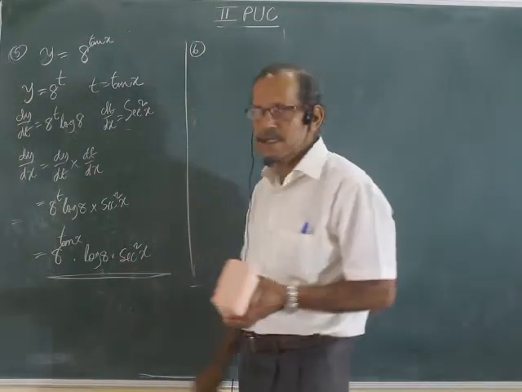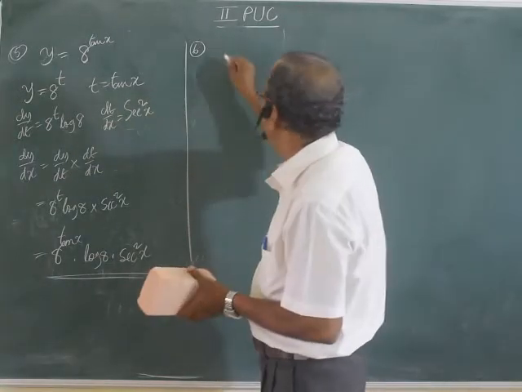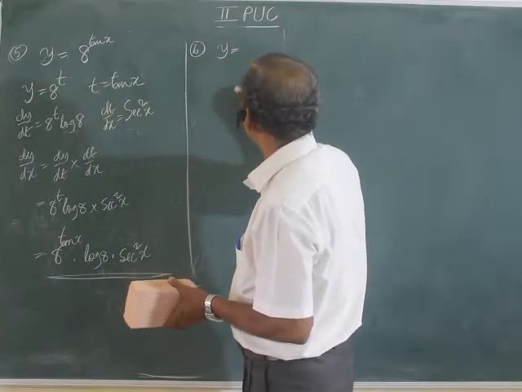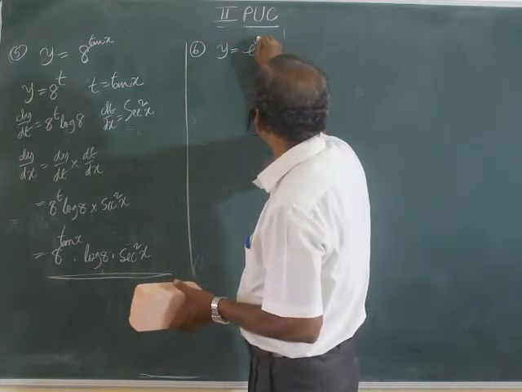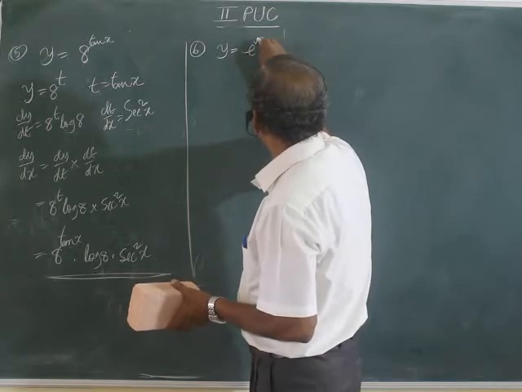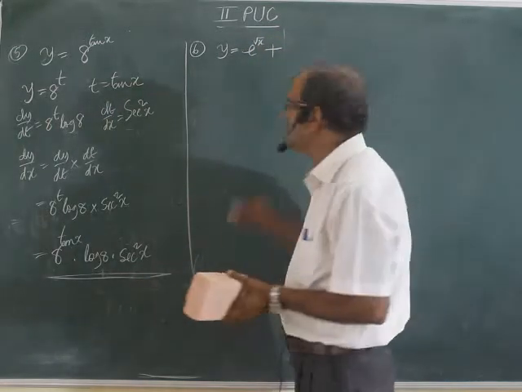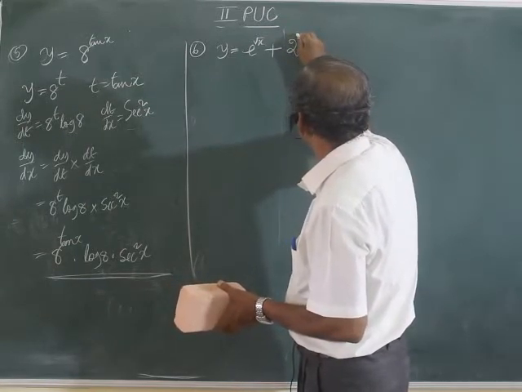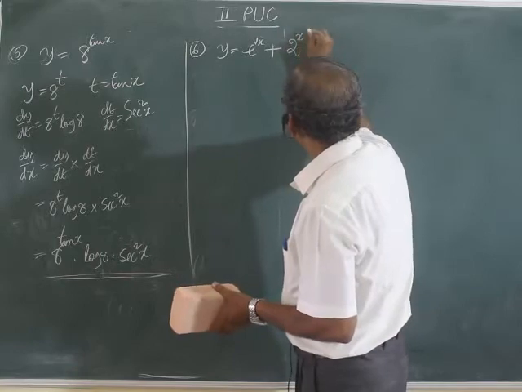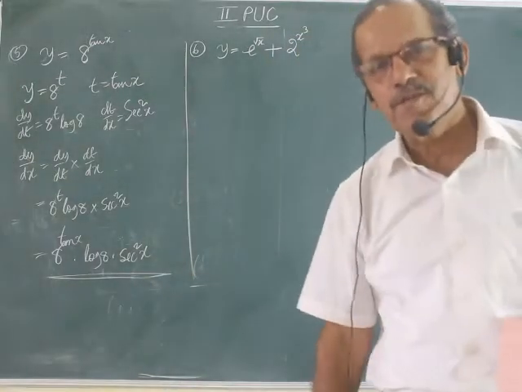Sixth one, shall I combine both the functions together now? See like this, y equal to e to the power root x plus one more, 2 to the power x cube.